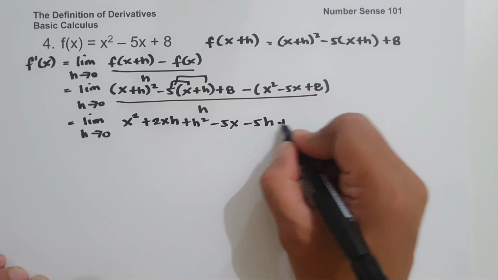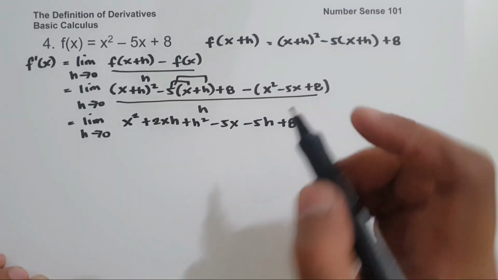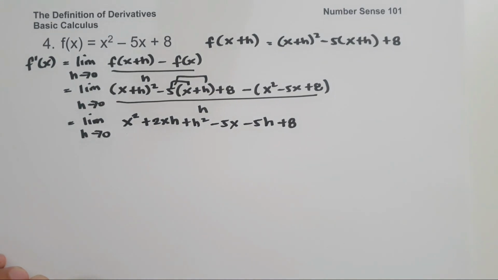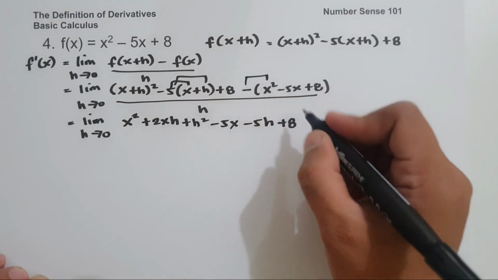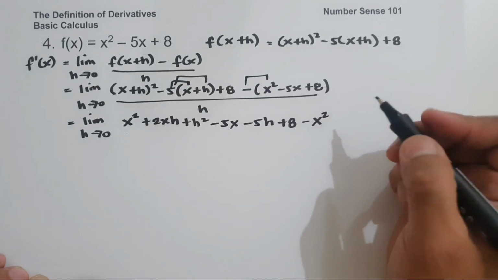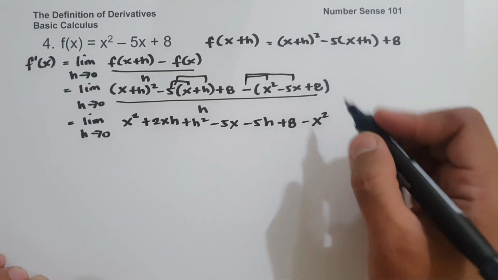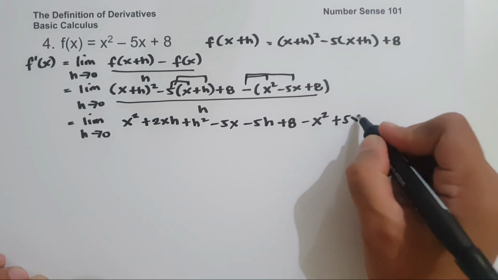Let us have 8, and let us distribute the negative sign inside the parentheses. Negative multiplied by x squared is negative x squared. Negative multiplied by negative 5x is positive 5x.